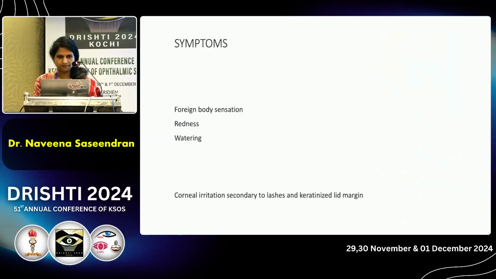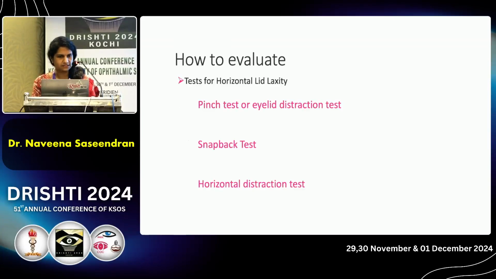So what brings the patient to the ophthalmologist? It is a foreign body sensation, redness and watering, and these are secondary to corneal irritation by the lash or the keratinized conjunctiva. How to evaluate these patients? We have tests for horizontal laxity such as the pinch test, snapback test and horizontal distraction test.